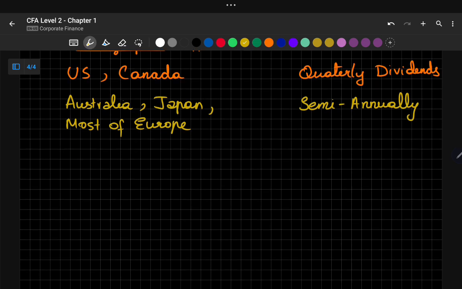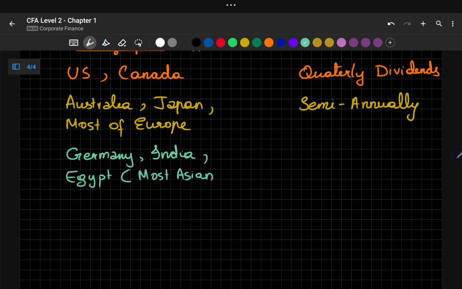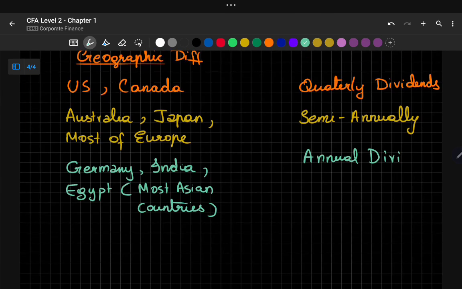And when we take countries such as Germany, India, Egypt, and most Asian countries, other than Australia and Japan which I mentioned, they usually pay annual dividends. It is not absolute; it varies depending on the company and the sector in which the company operates, like is it in technology or is it in FMCG, that is fast moving consumer goods. So annual dividends.